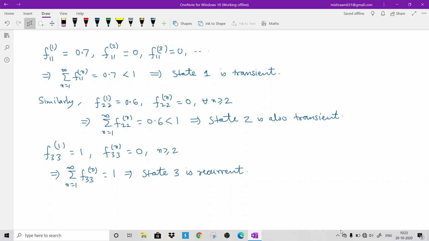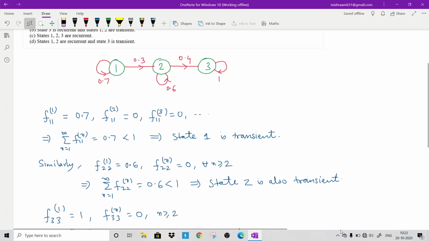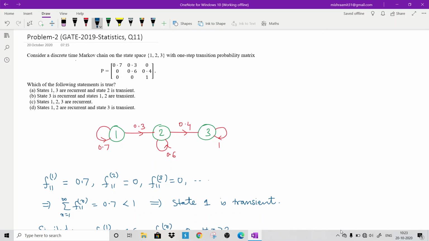So this is one method. One method was just by observation. You observe that whenever you leave 1 and go to 2 with probability 0.3, you will never return back. So this is transient. If you leave 2 and go to 3, you will never return back. This is transient. If you leave 3, you will always return back. So this is recurrent. So that was the observation. And this method, if I call it method 1, is using small f.